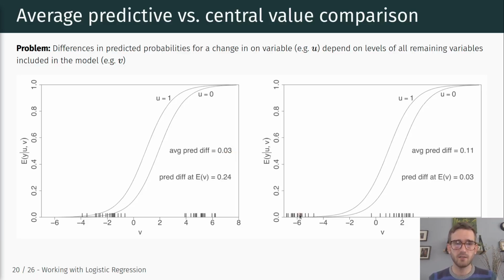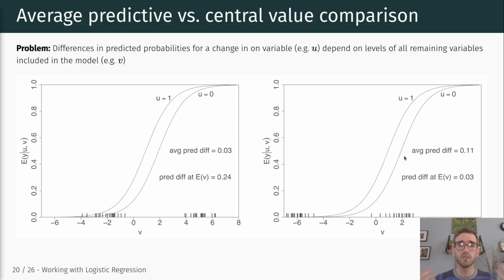Compared to that, here we have two sets of observations. If we look at the difference in the predicted probabilities across each of those individual observations based on the model that we fit, and then average across all those observations, we have a lot of observations right here in the center of this logistic curve. So for each of those observations, the predicted difference between u equals 1 and u equals 0 is a lot larger, right? So the average predicted difference is much larger, okay?